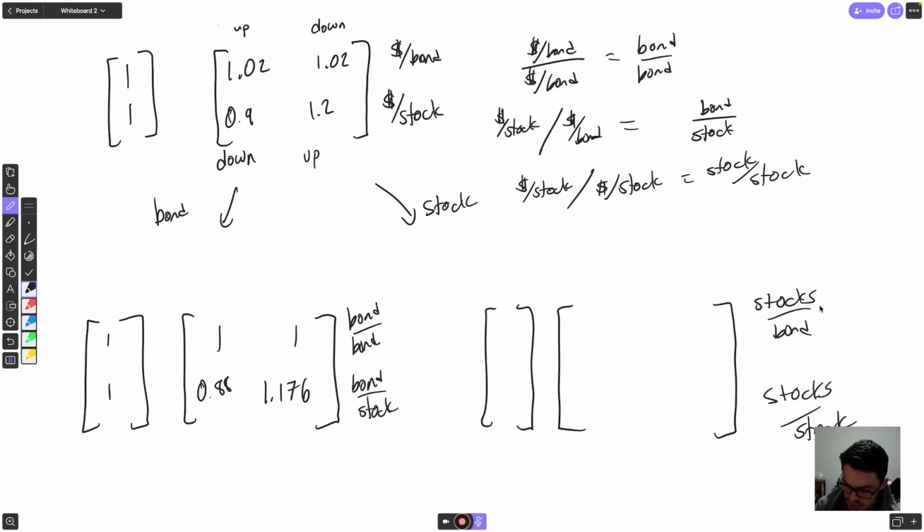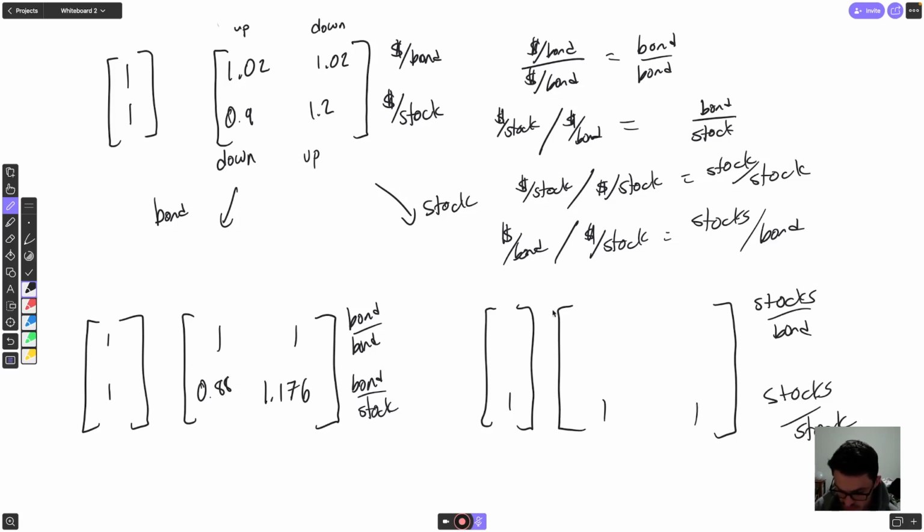Now how are we going to get this one? We want stocks divided by bonds. Here we have bonds on bottom, so let's do dollars per bond. And now we want to get the stocks on the top, right? So let's divide by dollars per stock. And that's going to be stock per bond. Perfect. All right, so to fill in this bottom row, we're just dividing it by itself, so it's just going to be ones all the way across.